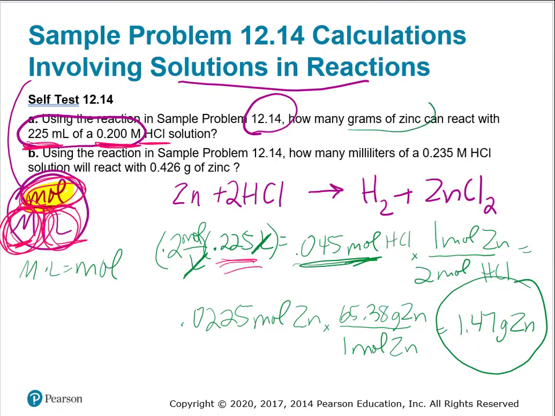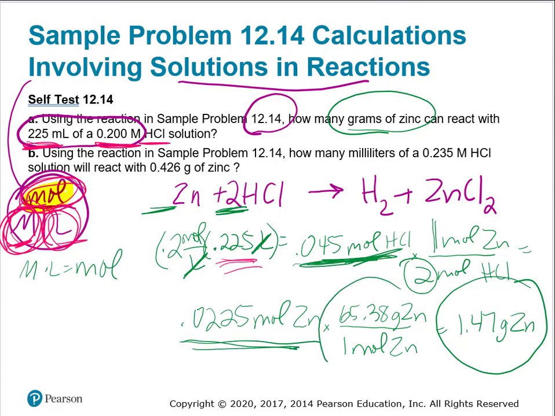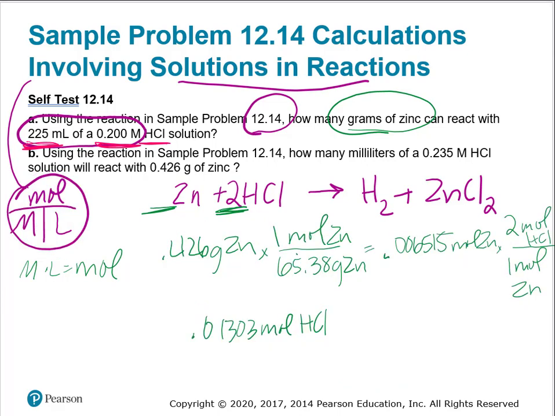But I want to know grams of zinc. If I know moles of HCl, though, I can go from moles of HCl to moles of zinc, looking at that mole ratio. There's 2 moles of HCl for 1 mole of zinc. That gives me my moles of zinc. Then I can go to grams of zinc using the molar mass. 1 mole of zinc has a mass of 65.38 grams. And with 3 sig figs, I should end with 1.47 grams of zinc.